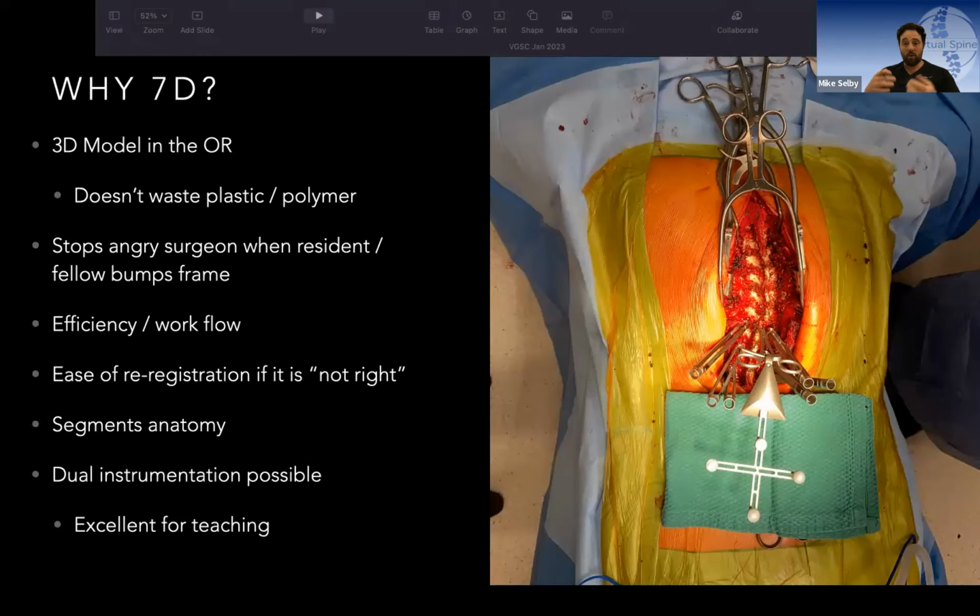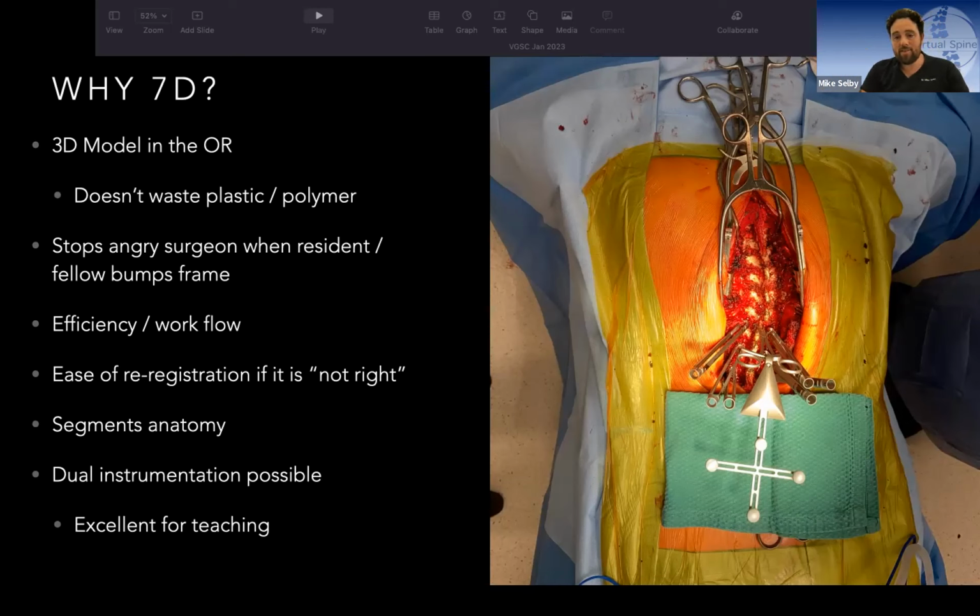It means you don't have to print them out. Now, I know that a lot of companies will print your 3D model now, and 3D printers have become more common. But when they first came out, we'd have to wait 4 to 6 weeks to get them from the US. Now you can get it straight away. 3D screen, you can just manipulate it, do whatever you want with it. And you're not really wasting the plastic or polymer.